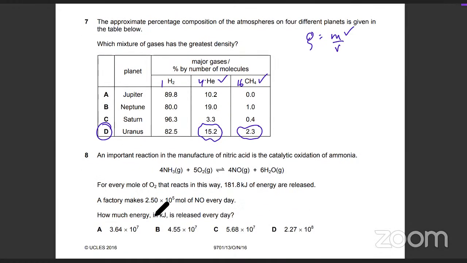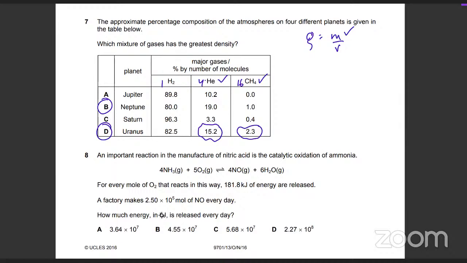Sir, then it should be B. B has 19 and it has 1. But the other one has CH4 at 1, sir. But still there's a doubt now, because it could be B, it could be D. So how do you calculate the average?